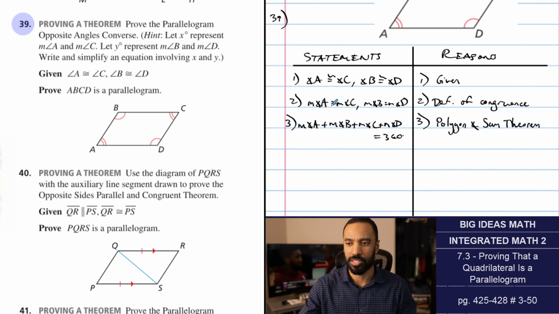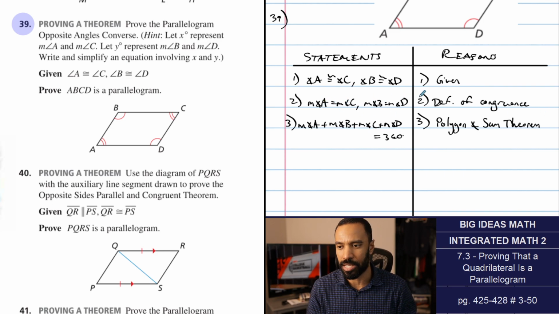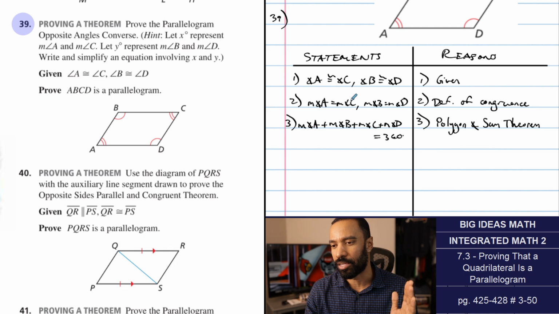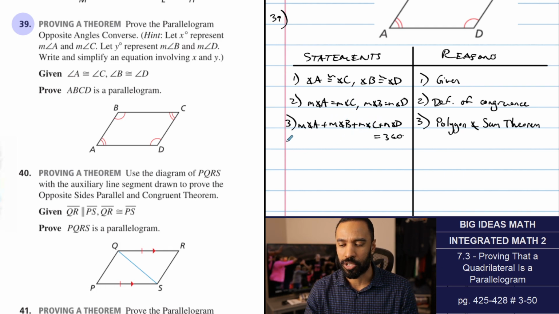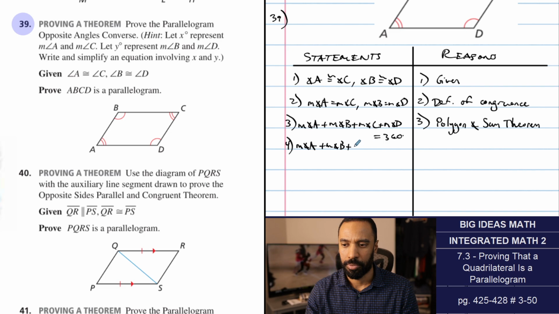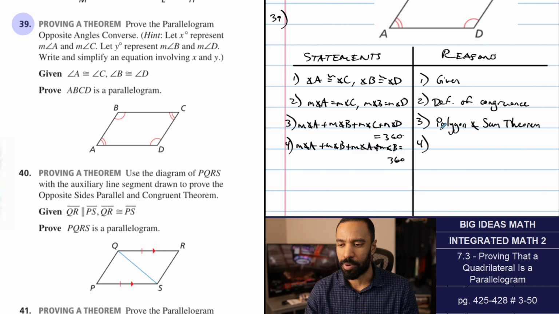Now, the reason I brought up A equal to C and B equal to D is that now I can do a substitution. I can put in A for C's measure: measure of angle A plus measure of angle B plus measure of angle A, and then I can put B in for D. Measure of angle B equals 360. Sorry about that, I'm running out of room there. This is by substitution.